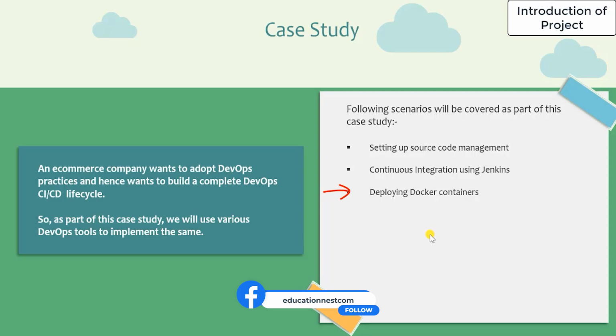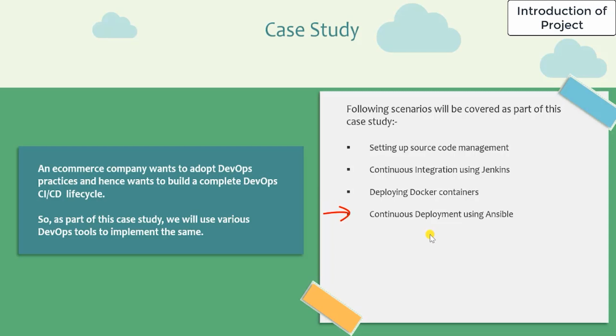We'll be using a strategy for that. You'll get to know in the later sections. Then how continuous deployment can be done using Ansible. In the end, we'll be using Zabbix for the monitoring purpose, and that will conclude our whole DevOps lifecycle.